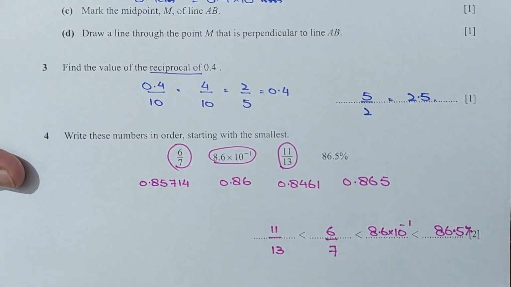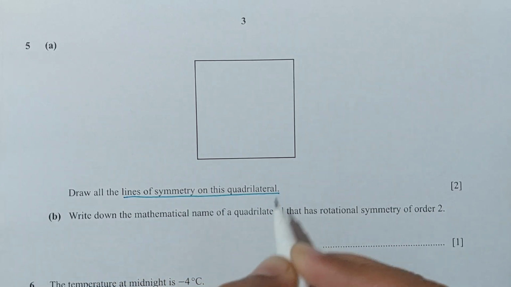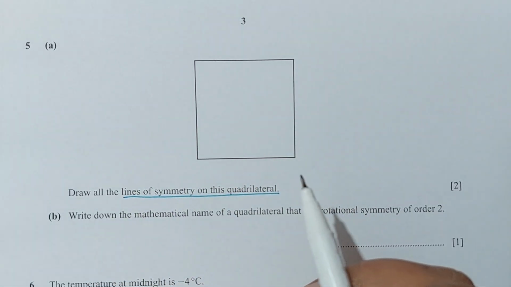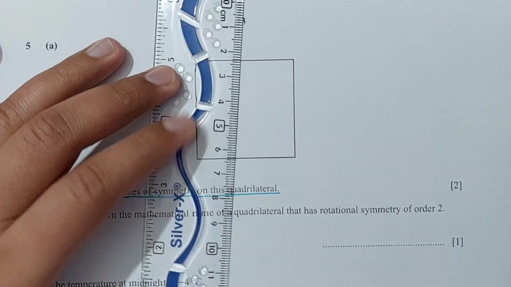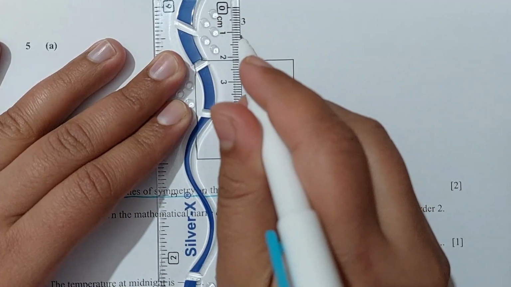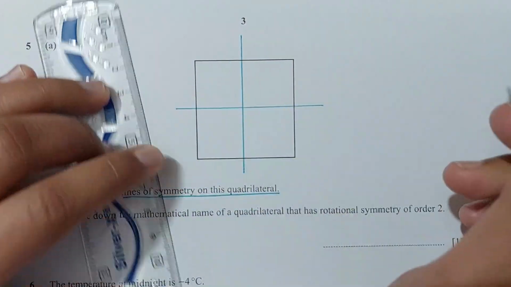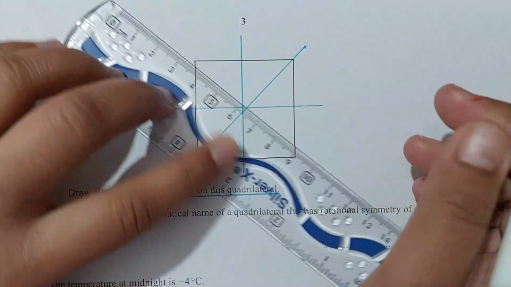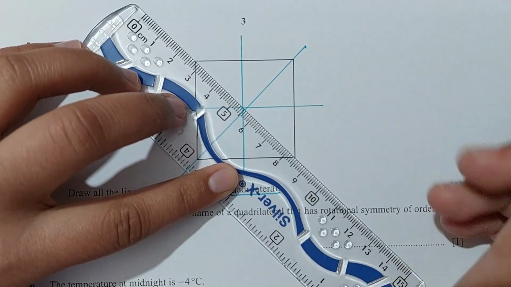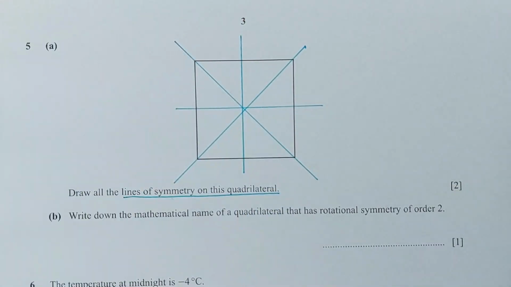Question number 5, part A, draw all the lines of symmetry of this quadrilateral. It is a square. So a square has 4 lines of symmetry, right? The first line of symmetry is vertical. The other one is horizontal. Along the diagonal, it is also symmetrical. Along the other diagonal, it is also symmetrical. So these are the 4 lines of symmetry.